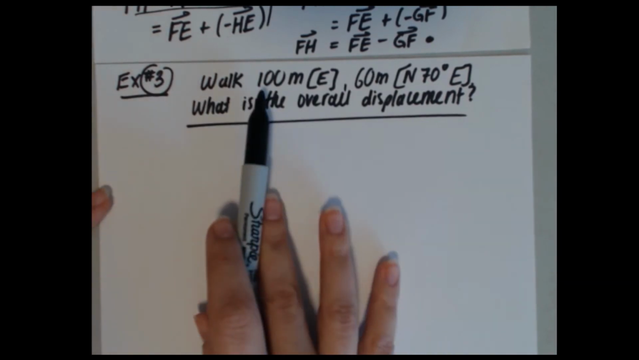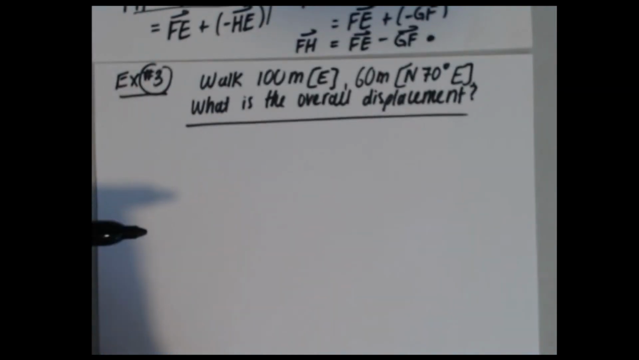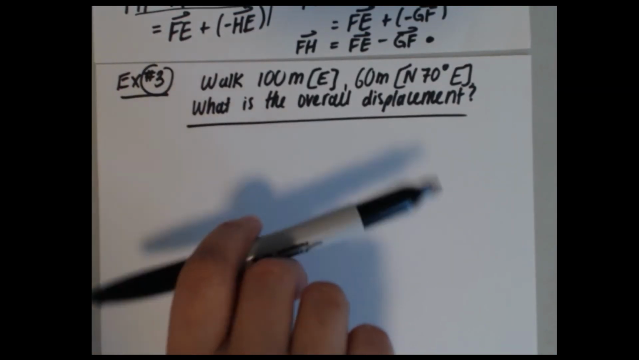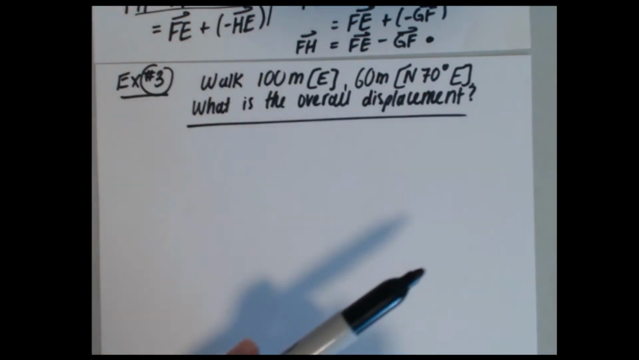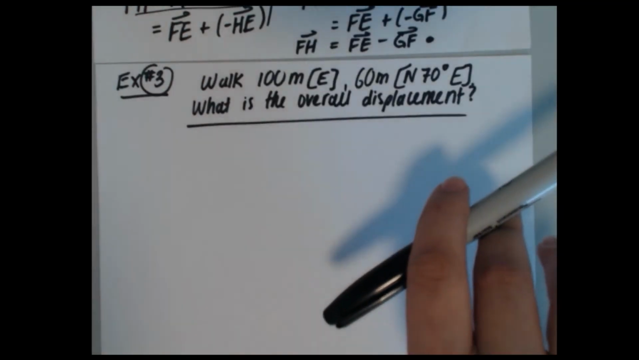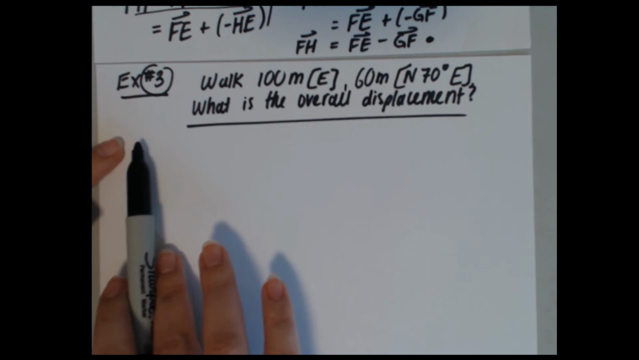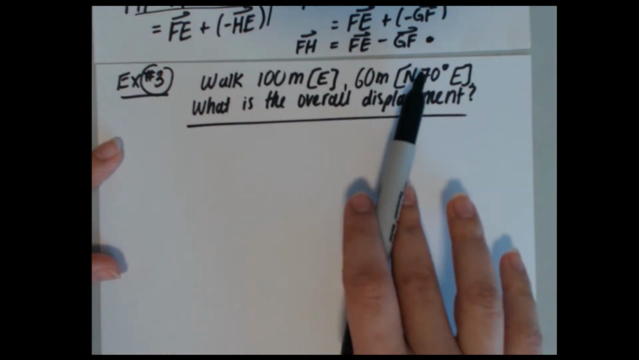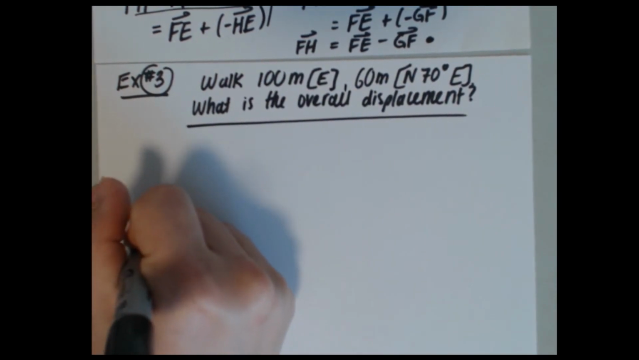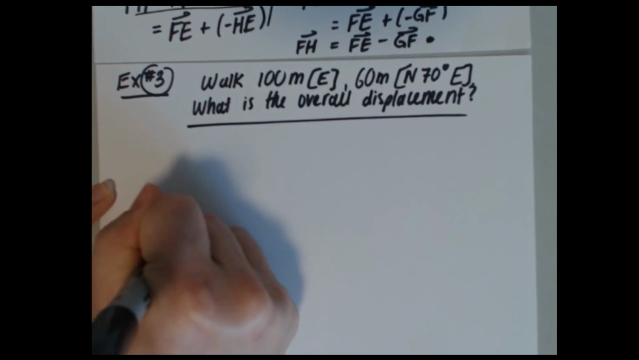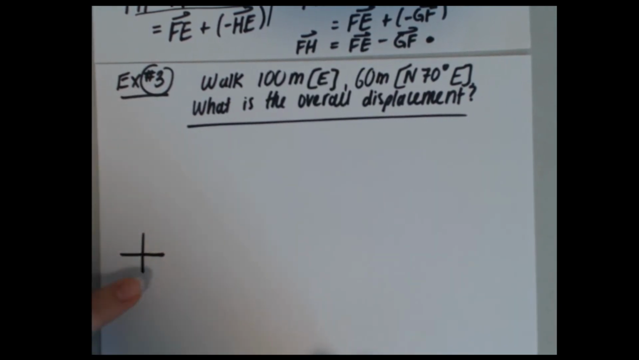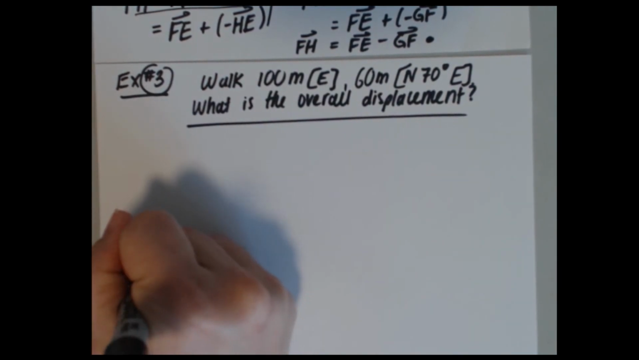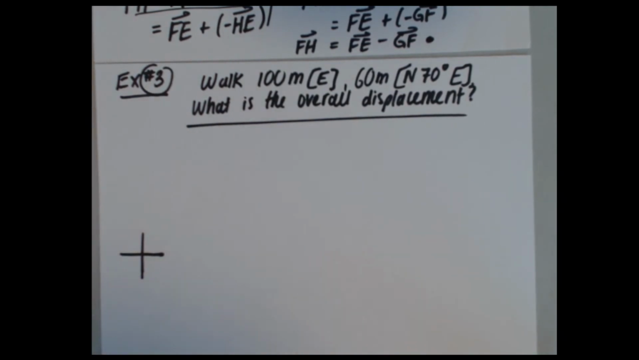So I'm moving 100 meters east, so I'm going this way first. And then I go north 70 degrees east, so then I'm going up and to the right. I don't want to start my drawing up here because then I'm going to have to draw into the words, so I'm going to start my drawing down here. What I like to do is draw a mini Cartesian coordinate system, also known as just a little plus sign.